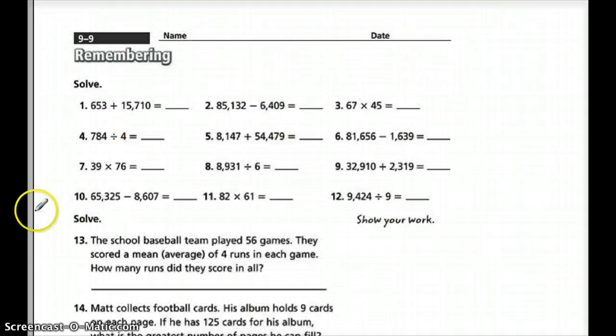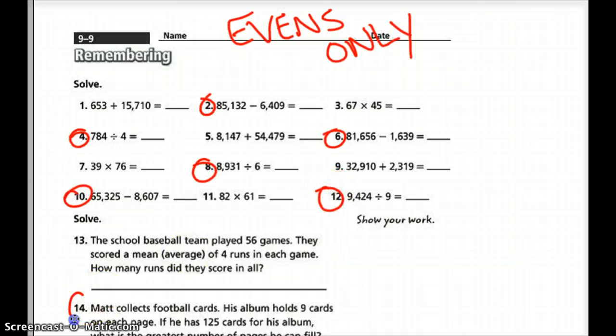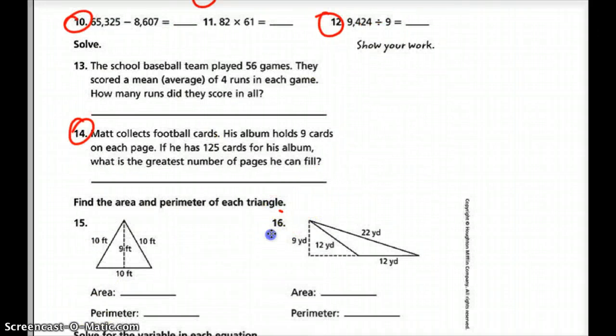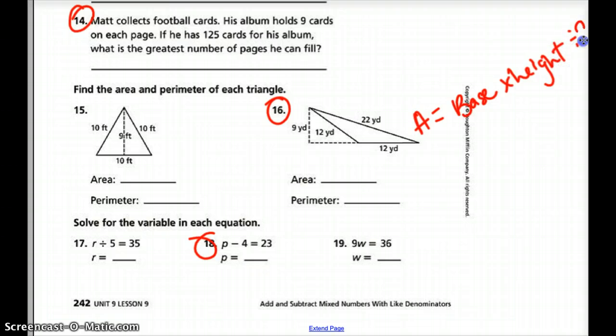And we are going to do the even numbers on the back side. So you're doing 2, 4, 6, 8, 10, 12, 14, 16, and 18. Again, area for a triangle is base times height divided by 2. Perimeter, you add all sides.